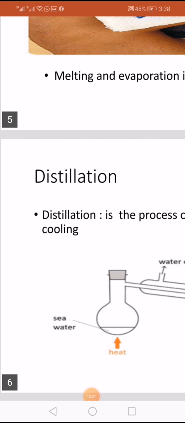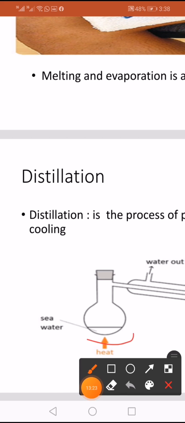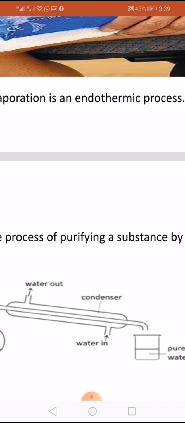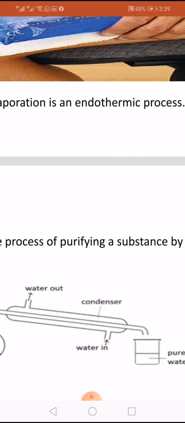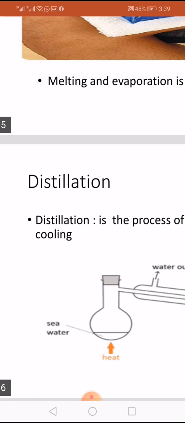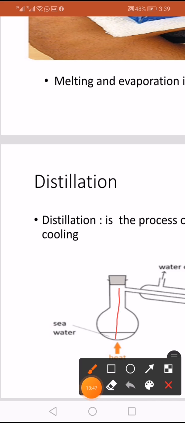And the salt, or unpurified material, will settle down here at the bottom of the beaker. This instrument and process is called distillation. So distillation is a process we use to do what? To purify a substance, to purify water by heating and cooling. We use heat to turn water into vapor, and we use cooling to turn the vapor into pure water, to turn the vapor into liquid.